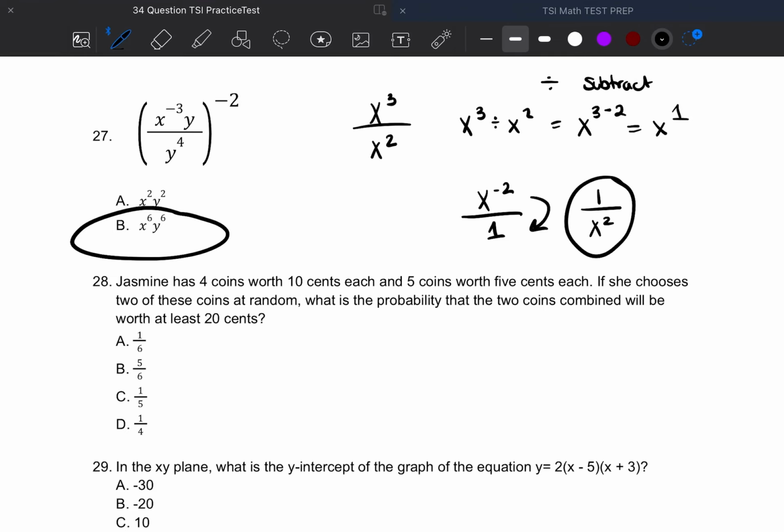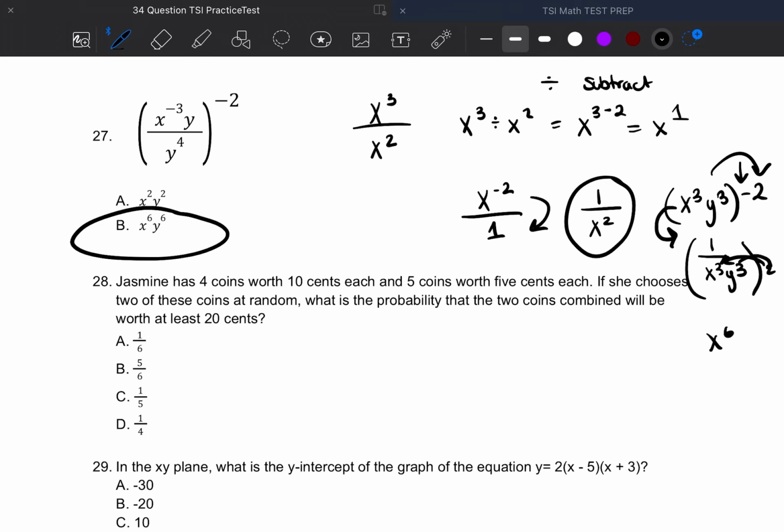Okay? So if you have x to the third power, y to the third power, and now you have a negative 2 on the outside, you can first deal with the negative by switching this from the top to the bottom. So just another switch, 1 over x to the third, y to the third. And then you multiply it out by the 2. So you would do 2 times 3, which is 6, x to the 6. 3 times 2 is 6, y to the 6. And don't forget that it's all over the number 1. And that would be our answer.